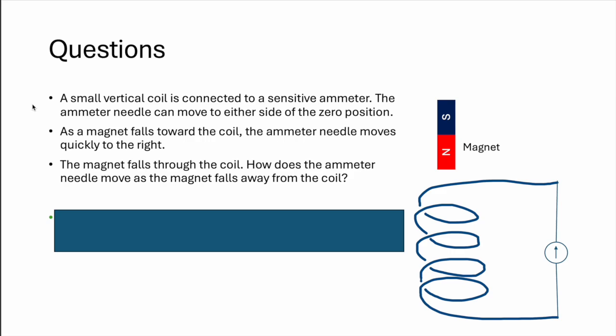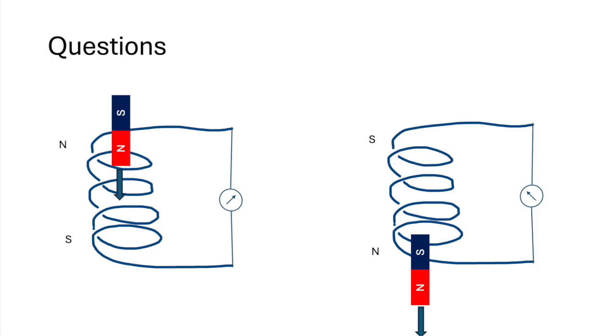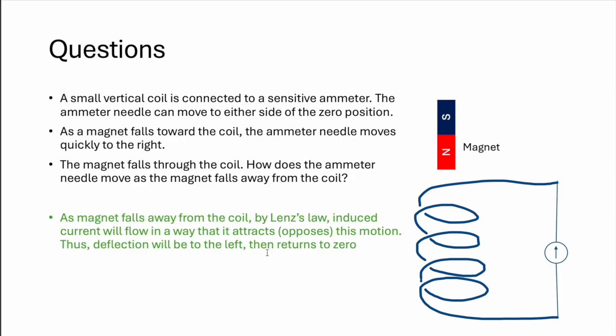Okay, a small vertical coil connected to a sensitive emitter. Okay, magnet falls into the coil. Emitter turns to the right. How does the emitter move as the magnet falls away from the coil? So now it's entering, it turns to the right. As it falls away from the coil, it's going to resist, right? It's trying to attract the magnet back into the coil. So right side is resist. It should go to the left because it's trying to attract back. So it moves quickly to the left of the 0 position, then returns to 0 because it has fully fallen through. The answer will be this.